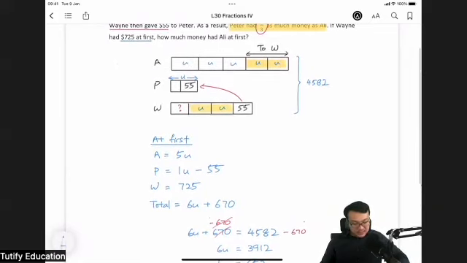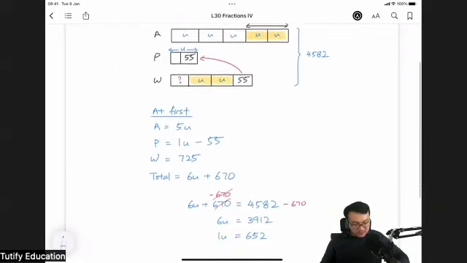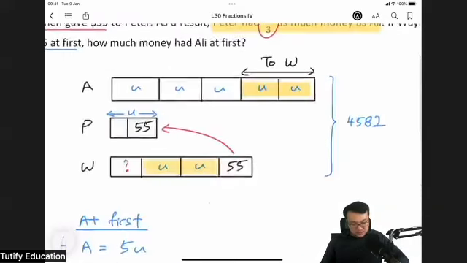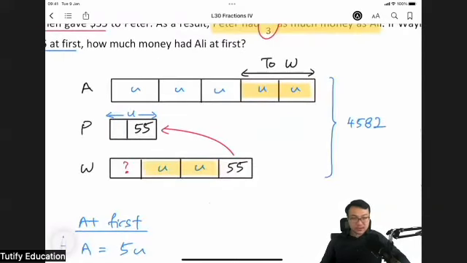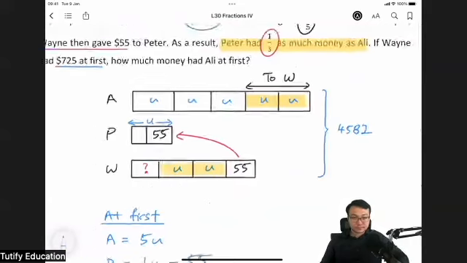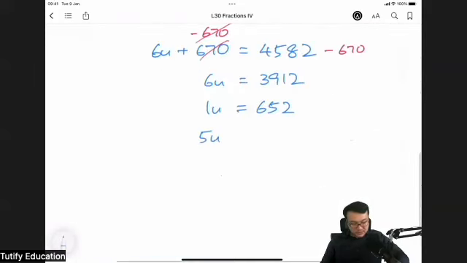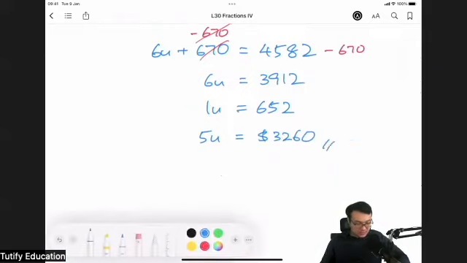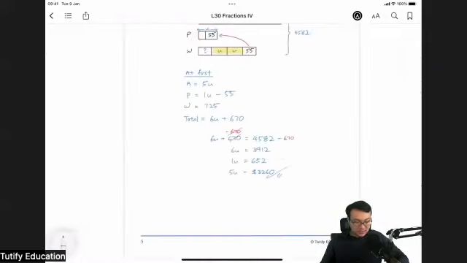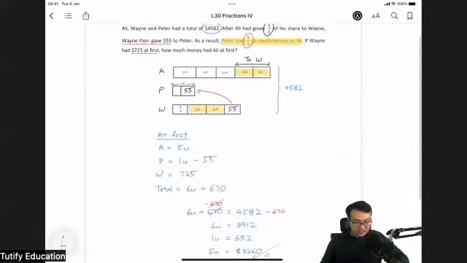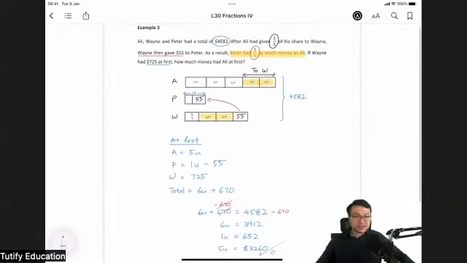How much money did Ali have at first? I already managed to find 1 unit. So can you tell me how many units must we find for Ali? 5. Come, let's find 5 units equals to Ali. 652 times 5, we will get $3,260. So Ali had $3,260 at first. Right, Alexander?